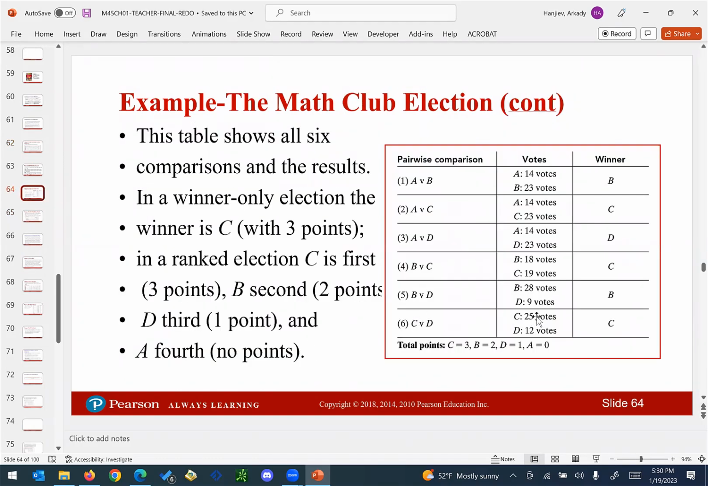So there's this last one. There it is. C gets 25 points, D gets 12. So C is the winner here. So this is the method of pairwise comparison. So now the question is this: total up all the winners that we have here.